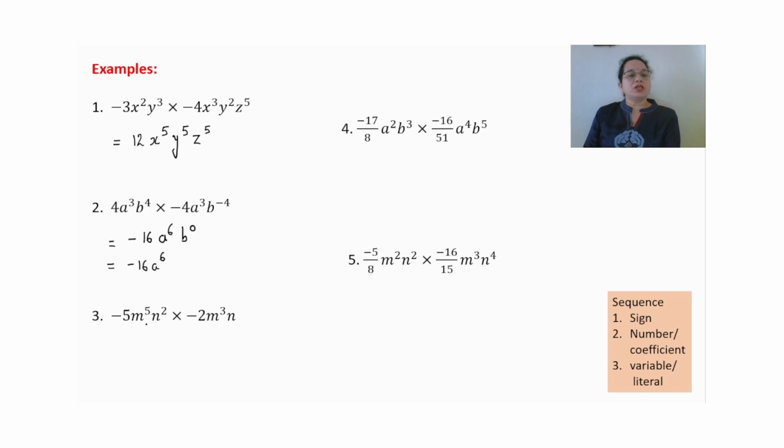Come to the third sum. Total number of negative signs are 2. 2 is an even number, so your answer will be positive. 5 2s are 10. m raised to the power 5 plus 3 will be 8. n raised to the power 2. No power is there, it means 1. So 2 plus 1 will give you 3. Come to the fourth sum.